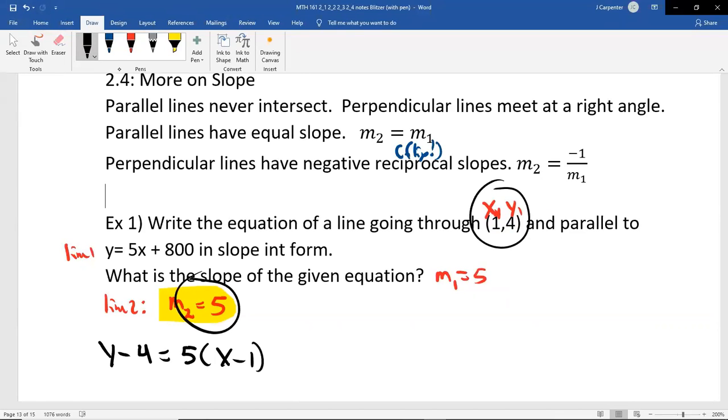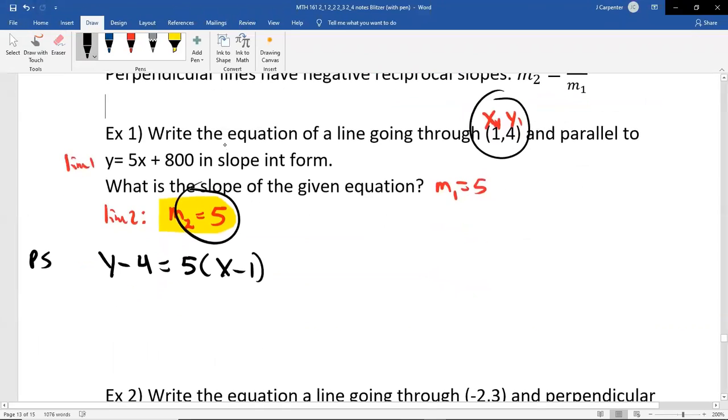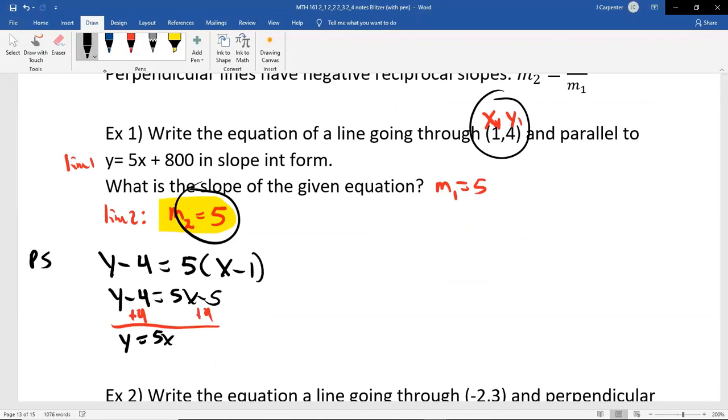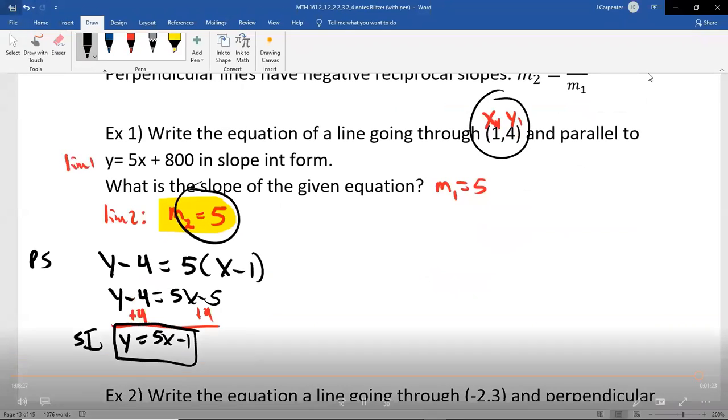This is our equation in point-slope form, but we need to solve it for y. So distribute the 5. We get y minus 4 is equal to 5x minus 5. Add the 4 to both sides and you'll be done. And that gives us y equals 5x minus 1, and that is our equation in slope-intercept form. I did not ask for the graph, so we are done at that point. And there we are.